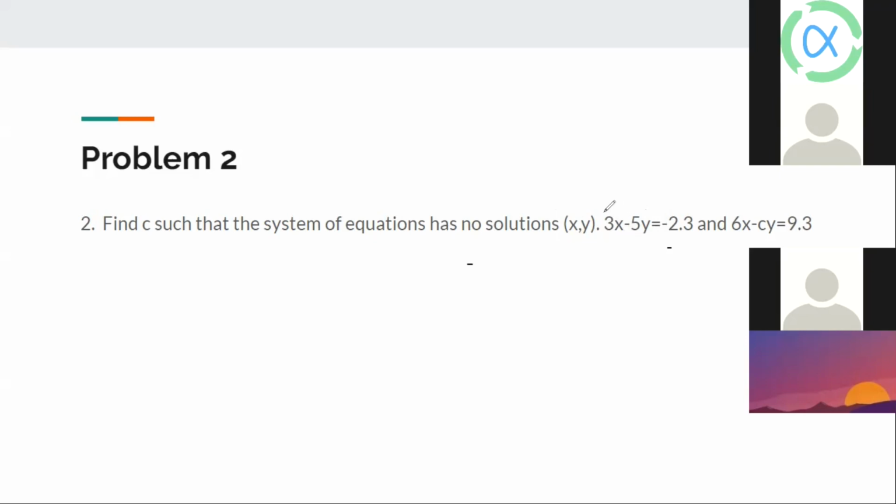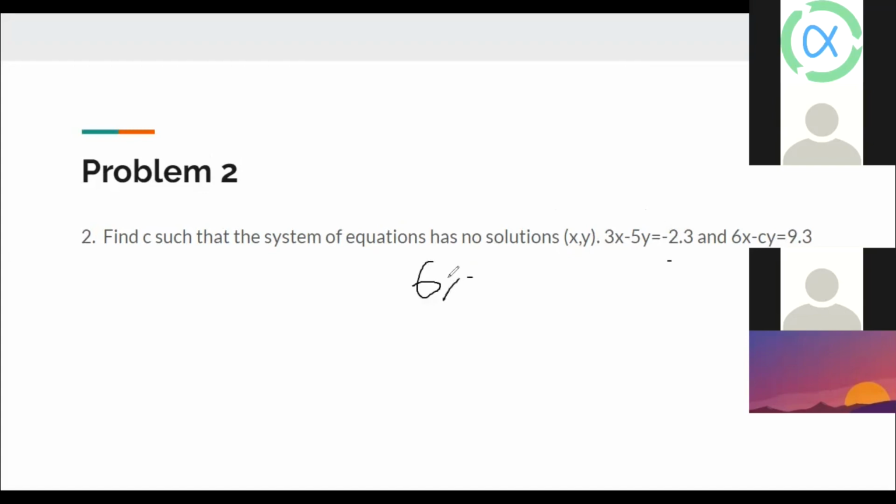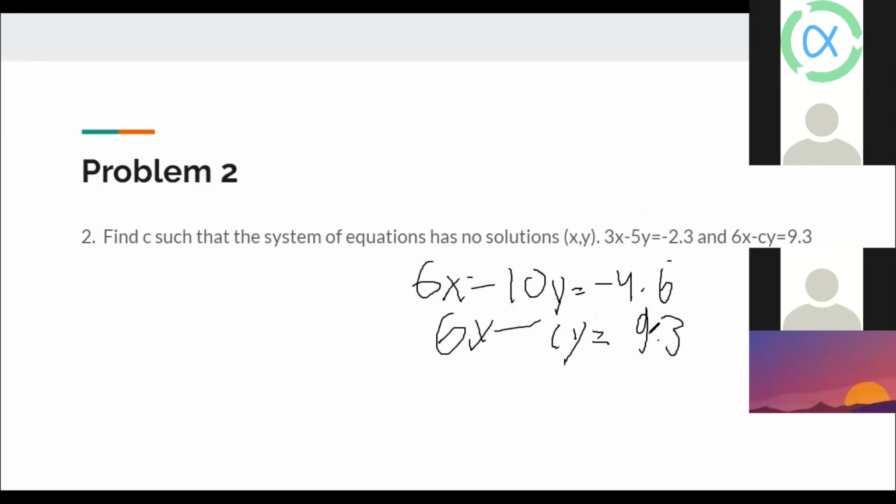So what we want to do is, if we multiply this equation by 2, you're going to notice that it's 6x minus 10y is equal to negative 4.6. And you know 6x minus cy is equal to 9.3. So if c is equal to 10, then you're going to get 6x minus 10y is negative 4.6, and 6x minus 10y is equal to 9.3, which is not possible. So c has to be equal to 10.